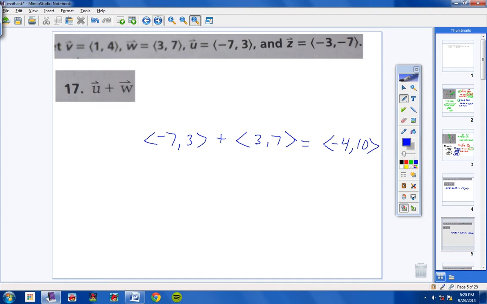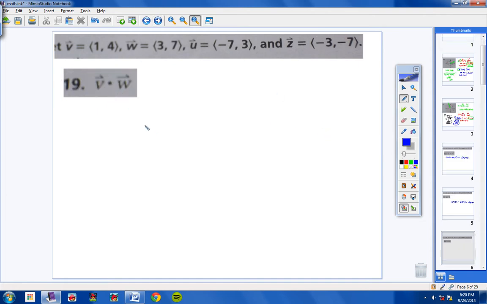All right. Moving on to number 19. Now we're going to take the dot product. Let's be careful here. Remember, when you take the dot product of two vectors, you do not get out a vector, you get out a number. So vector v is 1, 4 times vector w, which is 3, 7. So remember, we multiply first number times first number. 1 times 3 is 3. Second number times second number, 28. And then add the two numbers together. Always add them, whatever they are. In this case, you'll get 31. So the dot product is 31.